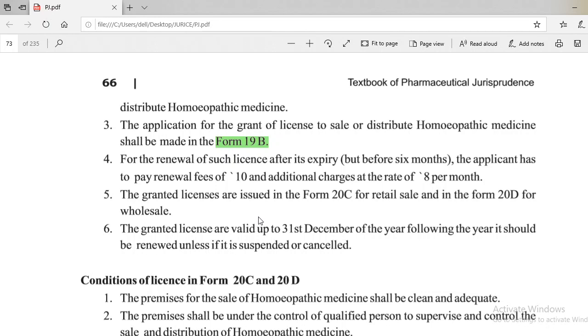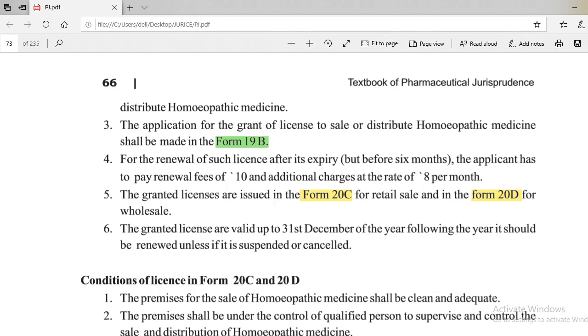The granted licenses are issued in the form 20C for retail sale and in the form 20D. See, in 19B the application is given, and for retail sale the license is granted in 20C, and for distribution or the wholesale it is granted in form 20D. The granted licenses are valid up to 31st December of the year following the year, when it should be renewed, unless it is suspended or cancelled.